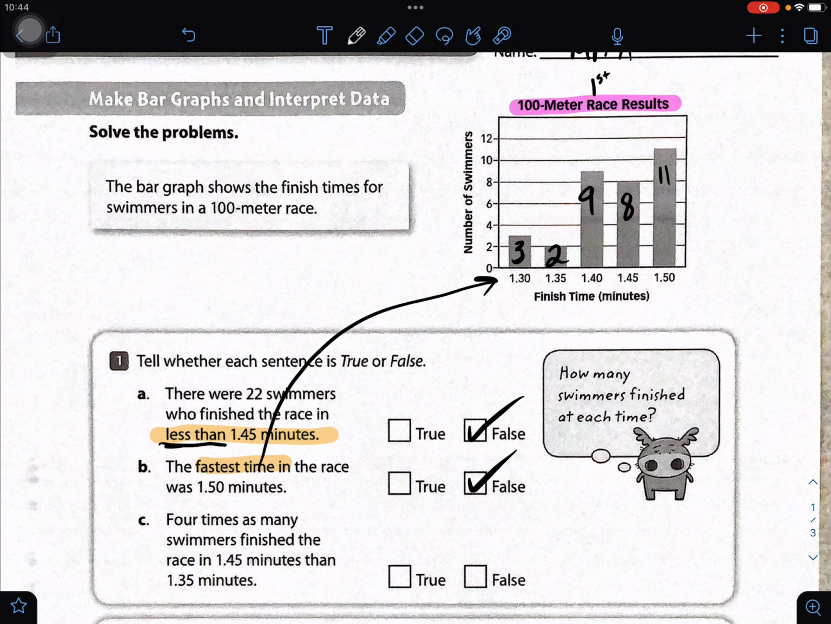4 times as many swimmers finished the race in 1:45 than 1:35. Take a second. What do you think? 4 times as much in 1:45 than 1:35. Well, if you said true, there are 8 swimmers that swam in the 1:45 and 2 swimmers that swam in the other. And if I do 8 divided by 4, because it was saying 4 times as much, I do get the 2, or 2 times 4 equals 8.